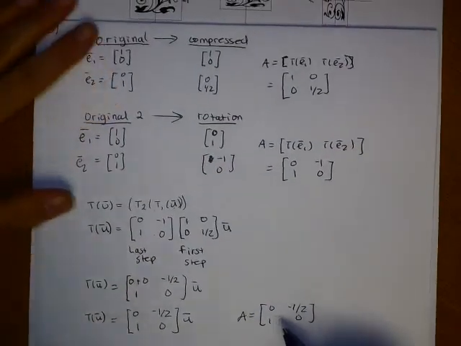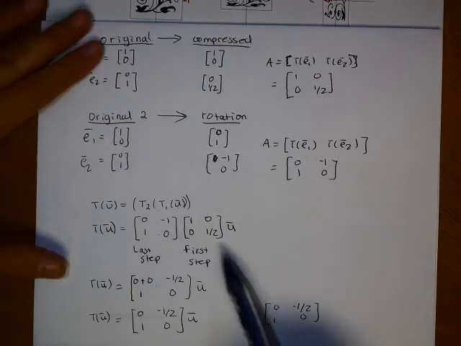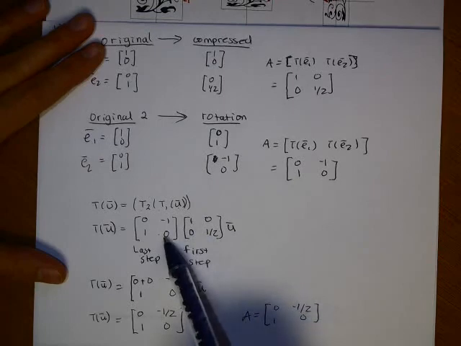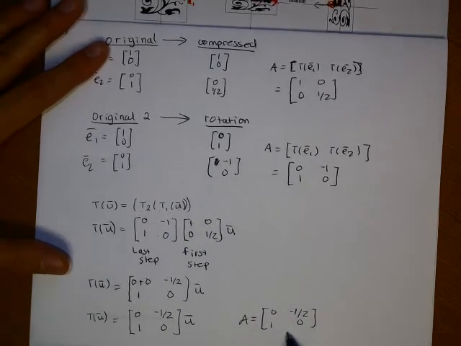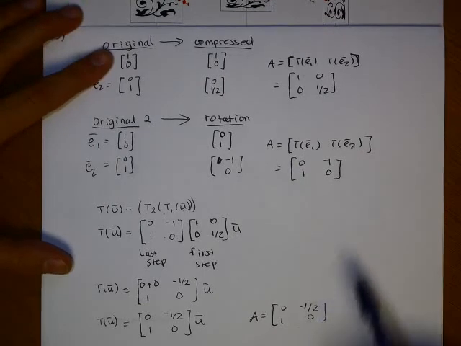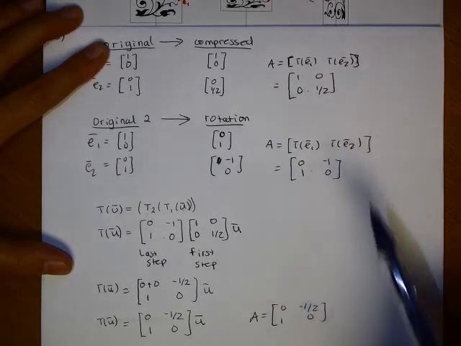So what this tells us is that the matrix of the composition of two transformations is the product of the two matrices for each of those transformations. So here is our final transformation matrix, and that is a multiplication of our first transformation matrix and the second transformation matrix.